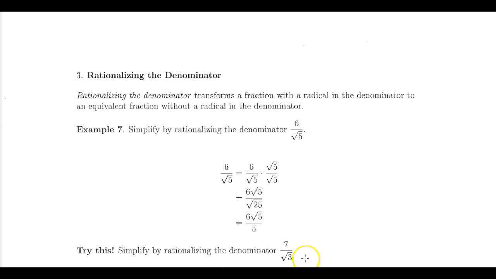So using the same procedure, try simplifying 7 over root 3 by rationalizing the denominator. So pause the video, work on this, and then come back and check your work.